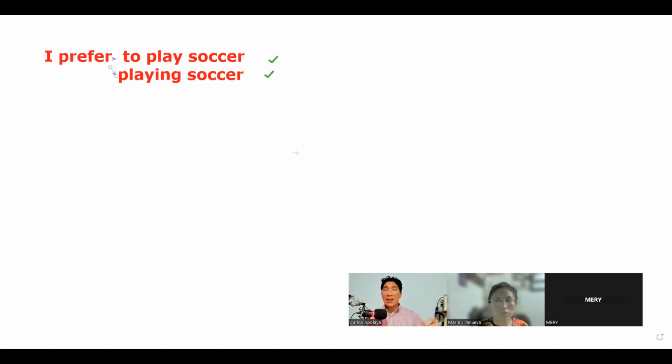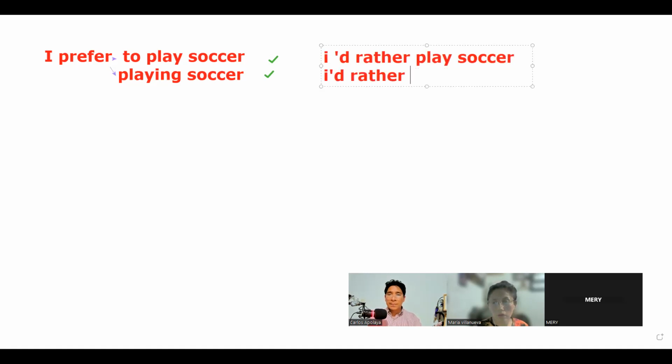Correcto. Ahora lo vamos a llevar un poquito más al otro nivel. Voy a decir I'd rather play soccer. Se traduce como preferiría jugar fútbol. Quiero que notes que no uso preposition. Va de frente. I'd rather play soccer. Did you understand?